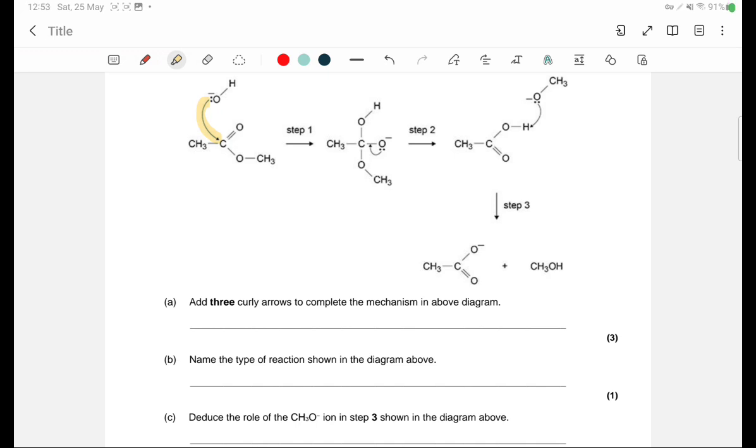Now, to work out what else is happening, we need to be able to compare our current substance, so the substance prior to step 1 occurring, and the first intermediary, so the molecule as it stands after the first step occurring. The major difference, other than the fact that we've formed the bond between the oxygen and the carbon, shown by the arrow that's already there, is the fact that we've gone from a C double bond O to a C single bond O minus.